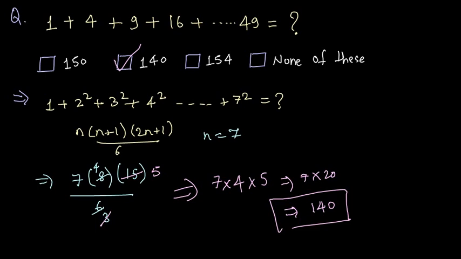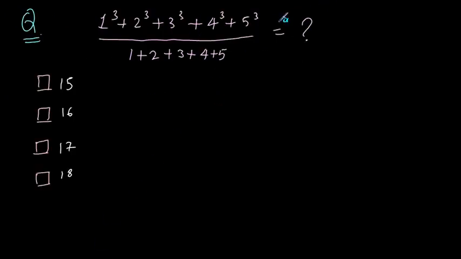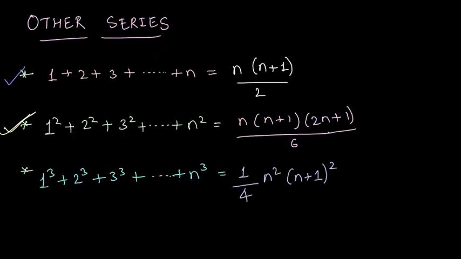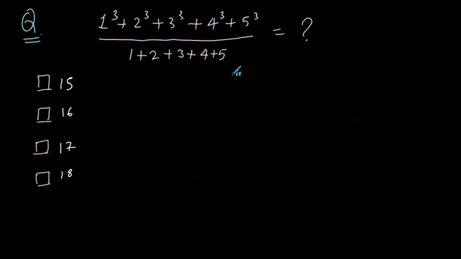Now let's solve another question. What could be the answer for this question? You just have to replace these series with formulas and solve it. So let's see what formulas we need to apply. So this is the sum of cubes of natural numbers till 5. So the formula is this one, 1 by 4 into n square into n plus 1 the whole square. So let's write it.